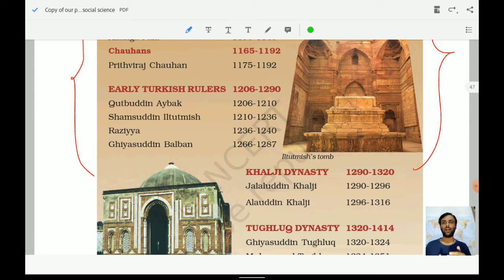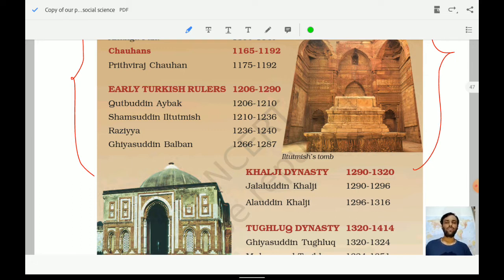Then Iltutmish's daughter Razia Sultan ruled from 1236 to 1240, and Ghiyasuddin Balban from 1266 to 1287.